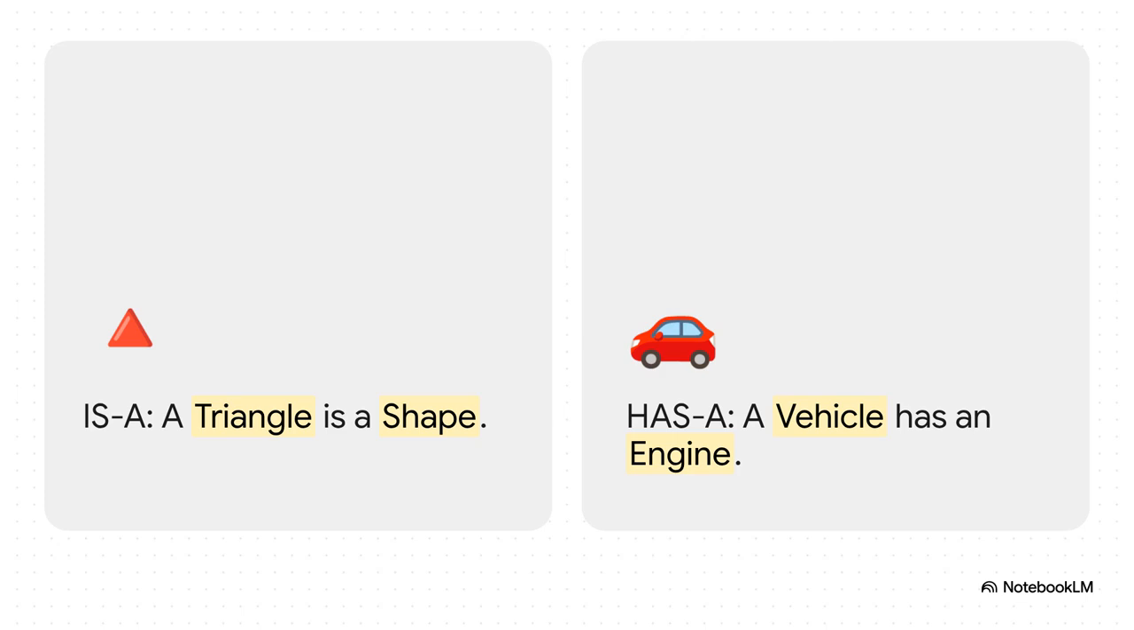Now, it's super important to separate this from another common relationship you'll see in programming: has-a. For example, a triangle is a shape, so inheritance makes perfect sense there. But a vehicle has an engine. The engine is a component of the vehicle, not a type of vehicle. That's a whole different design approach, right?